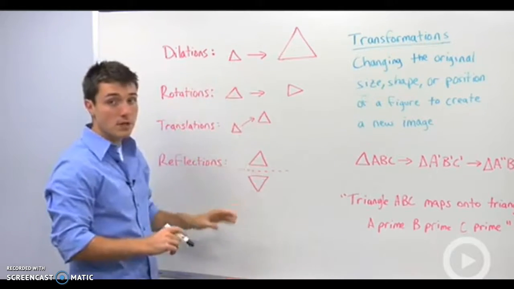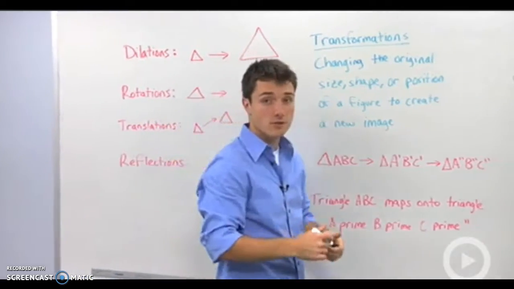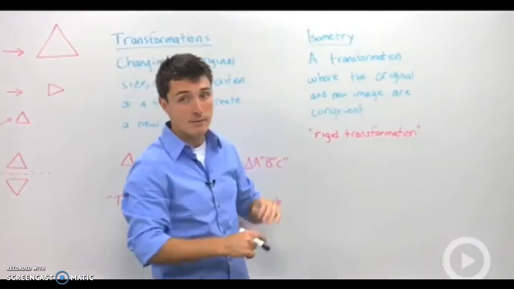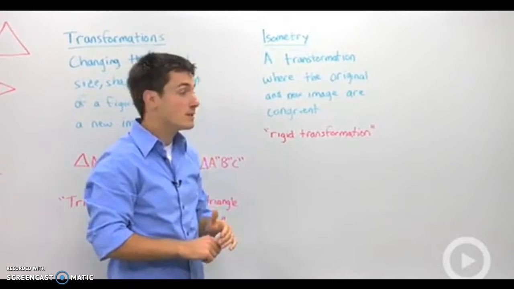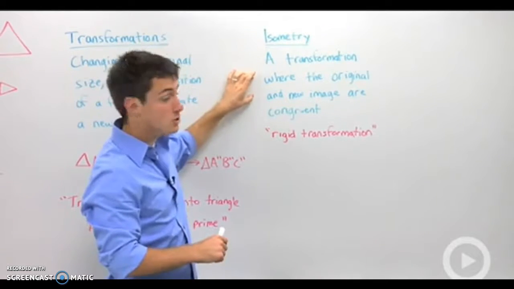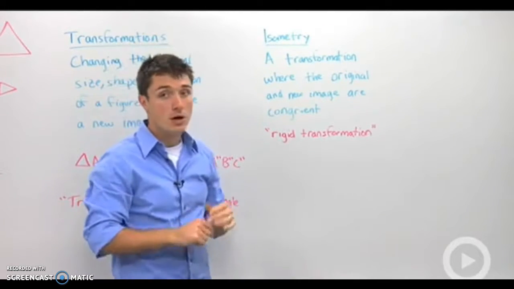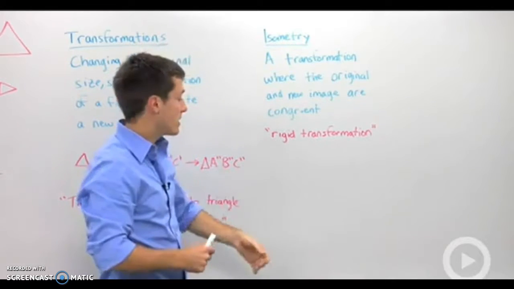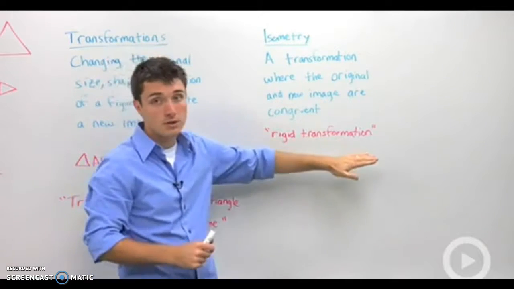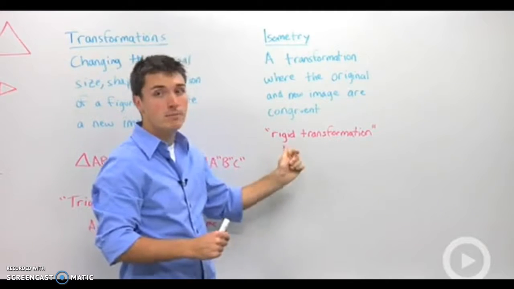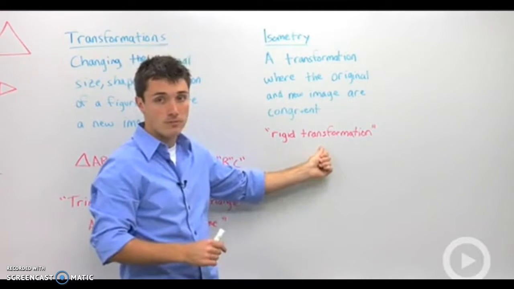Certain transformations are more specifically described, and we call those isometries. An isometry is a transformation where the original shape and new image are congruent. Another way of saying this is to call it a rigid transformation. Not rigid, but rigid transformation.